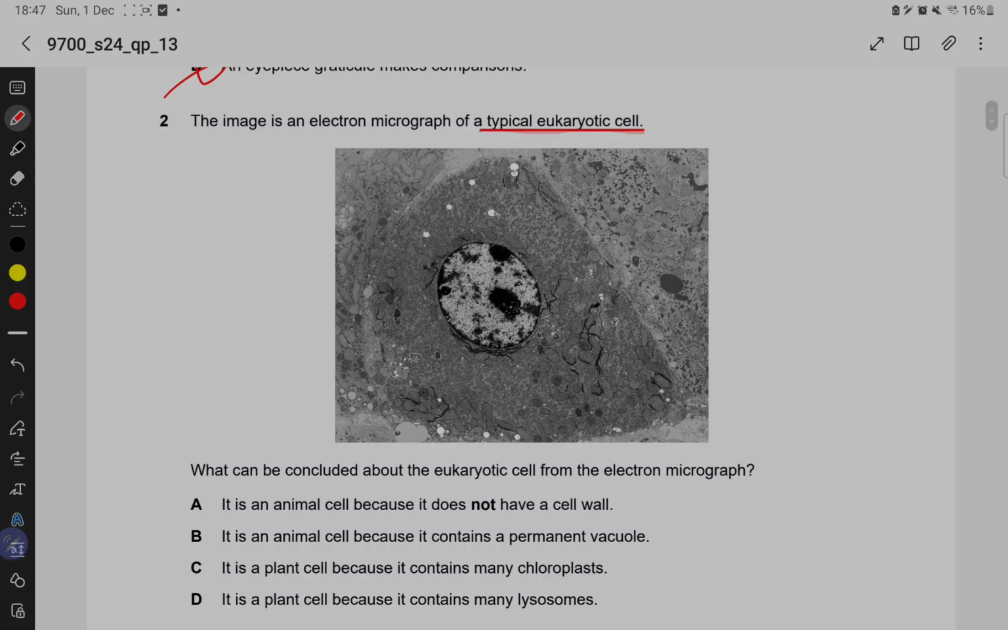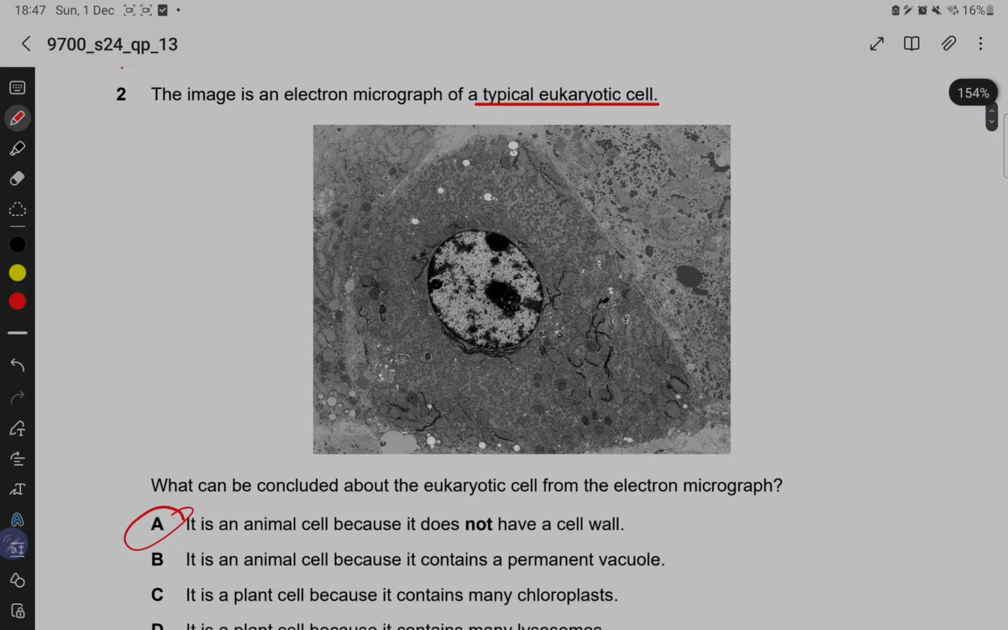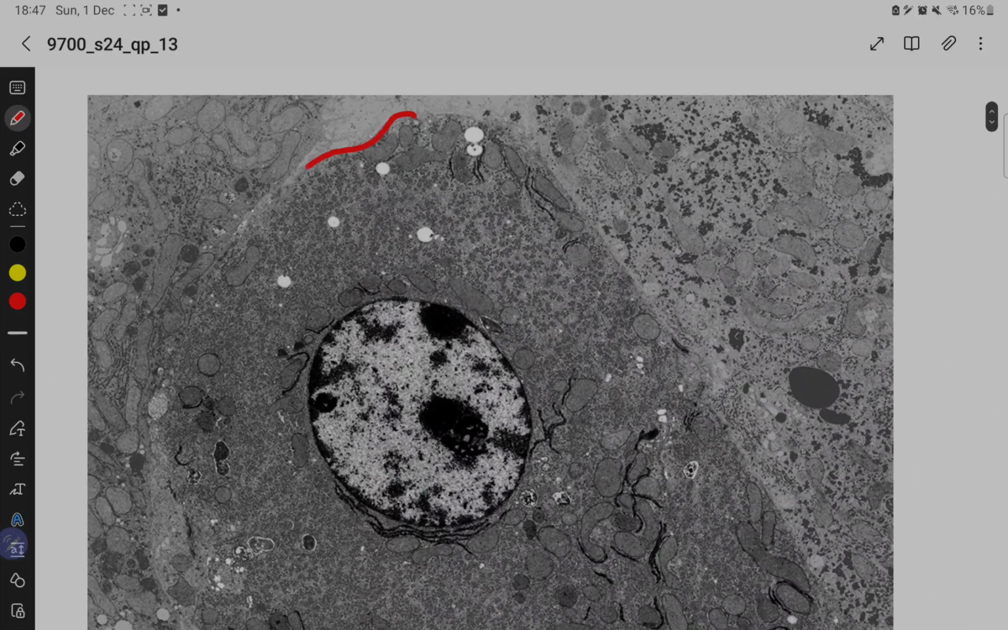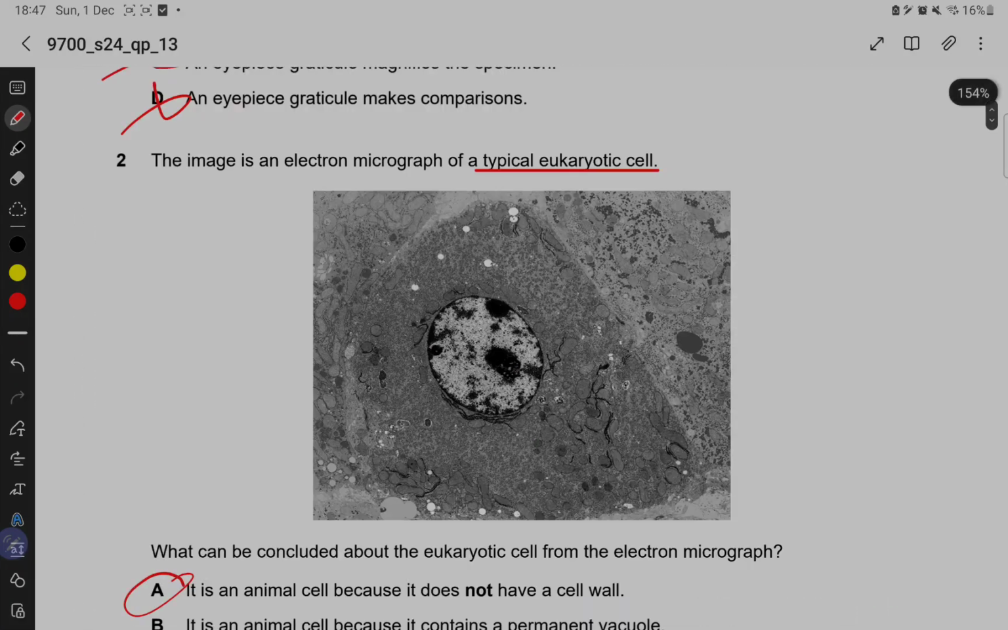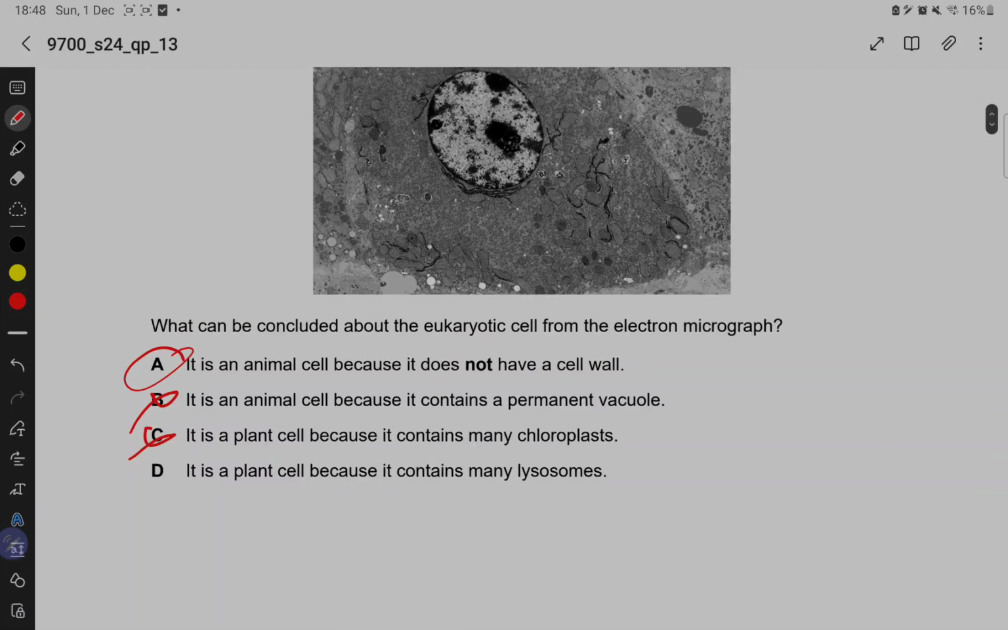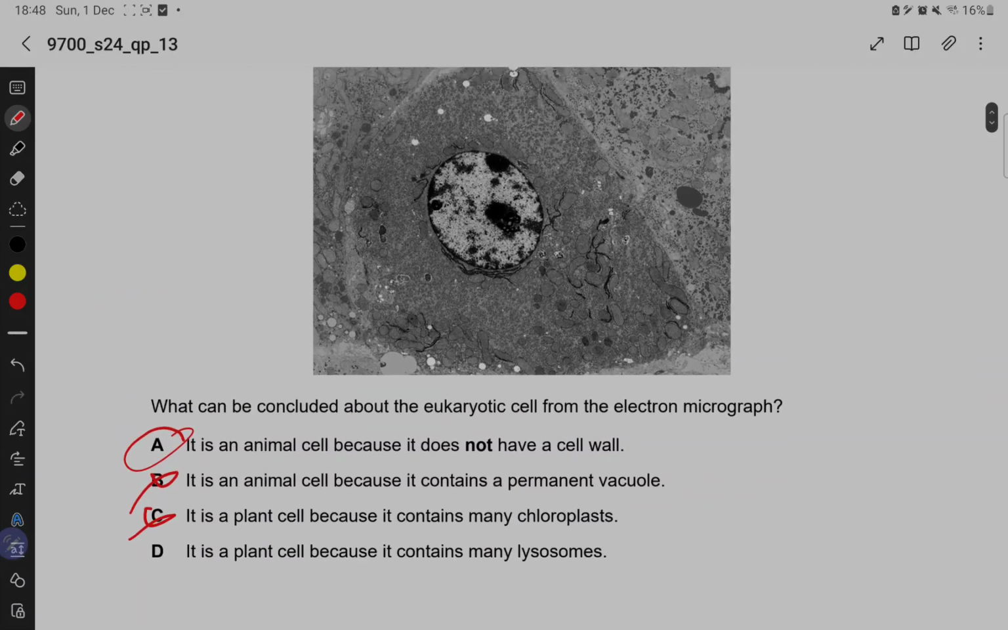Typical eukaryotic cell. It's A, because in eukaryotic cells, you can see in the diagram there's no cell wall. There's only a cell membrane, just one membrane going around. And B is wrong because it's a nucleus, not a vacuole. Don't see any chloroplasts. Nor do I see any lysosomes, so D is wrong.